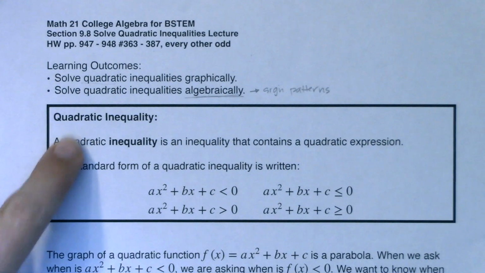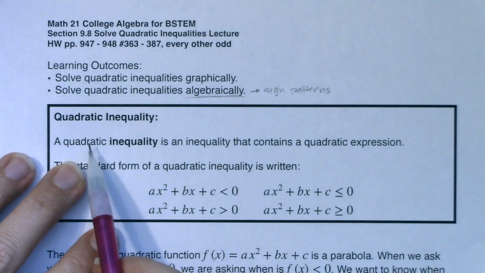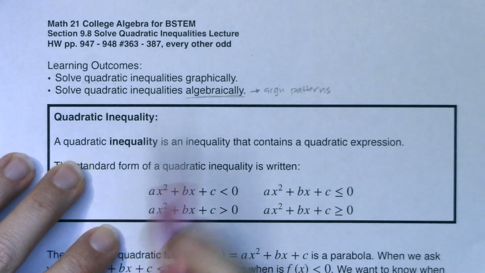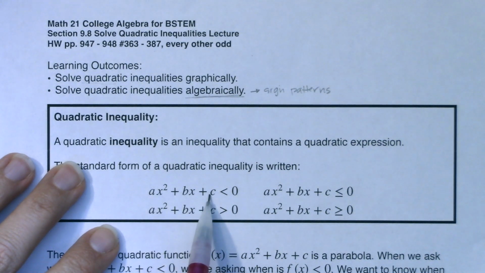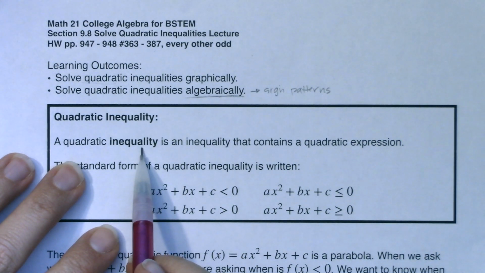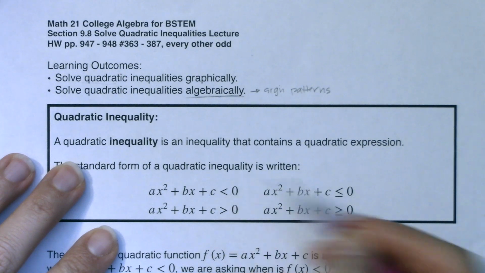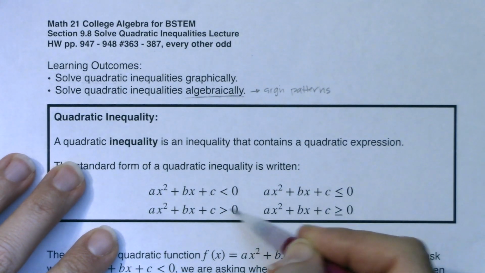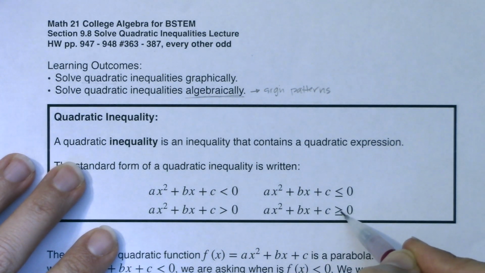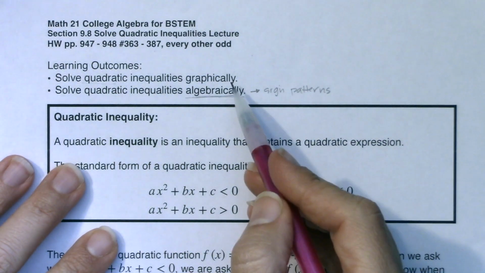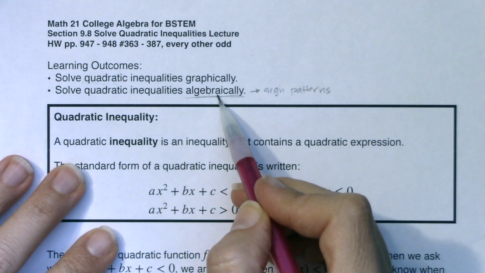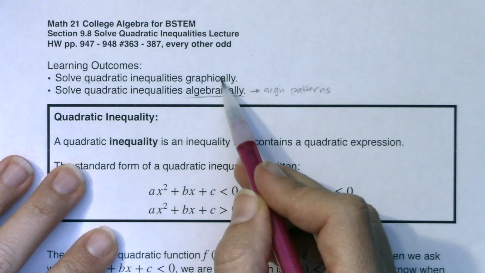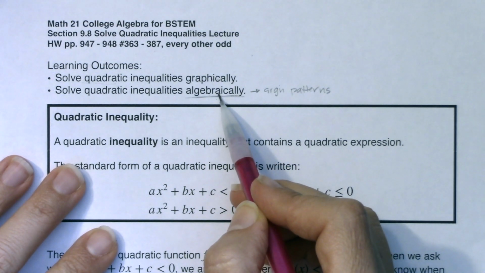Okay, so when you have a quadratic inequality, it really means you have a quadratic expression like ax squared plus bx plus c, and you have an inequality symbol, right? So you either have less than 0, less than or equal to, greater than or equal to. And we're going to solve these, like I said, two ways, graphically and algebraically. We want to connect our picture to the actual work we're doing.